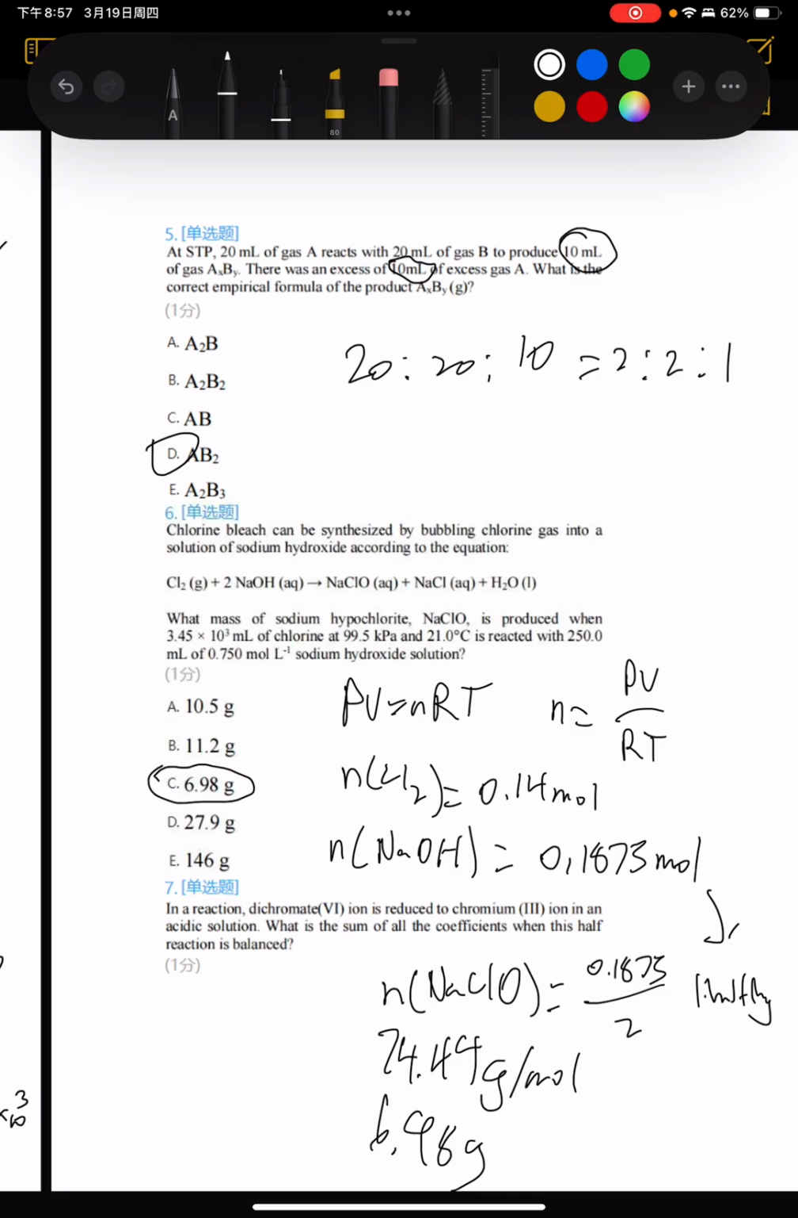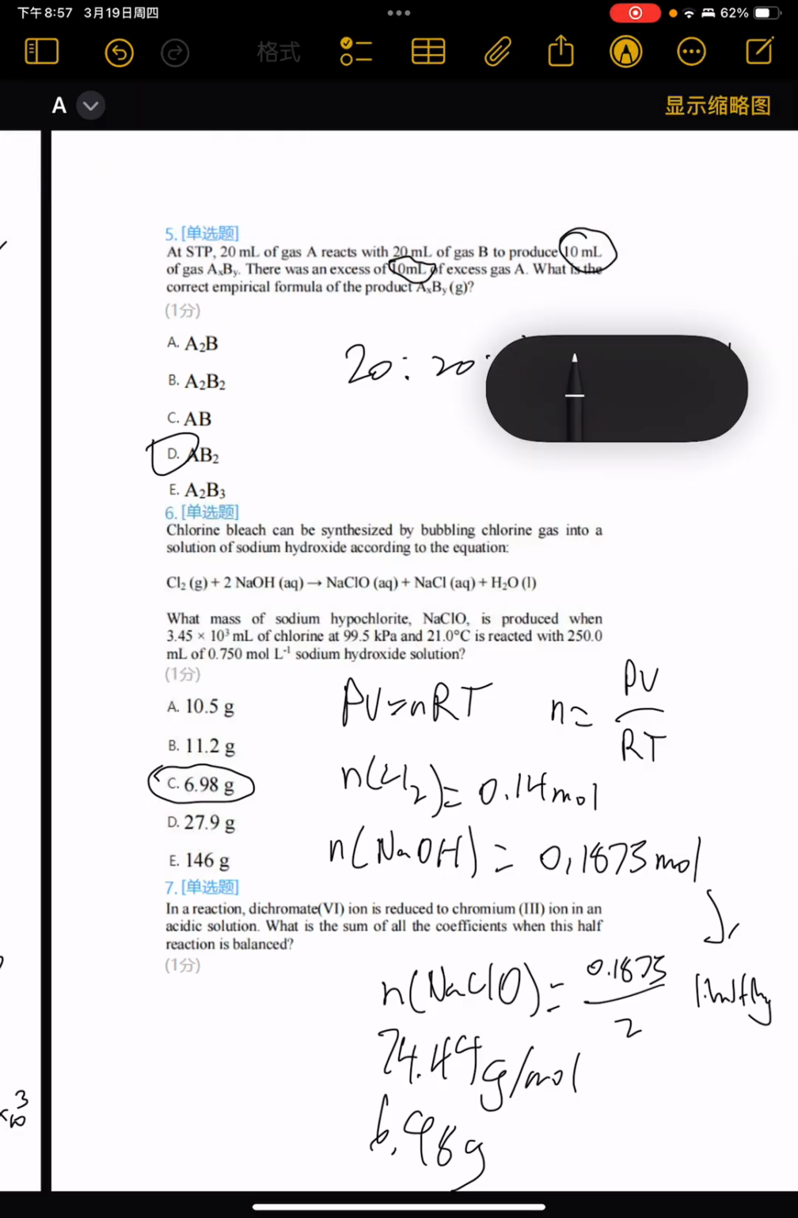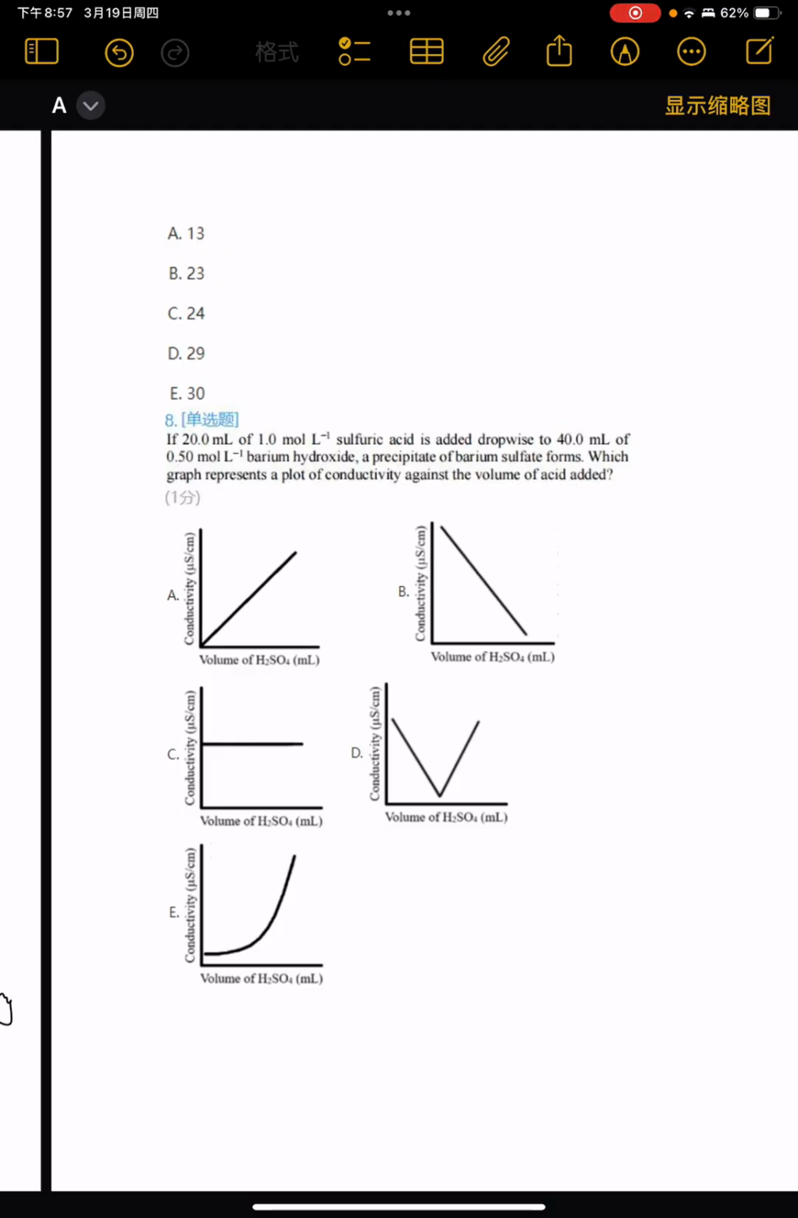Okay, question number 7. In a reaction, dichromate ion is reduced to chromium ion in an acidic solution. What is the sum of all the coefficients when this half reaction is balanced? Okay, so over here, we can see that they want us to balance the chromium, and over here they want us to change it into this.